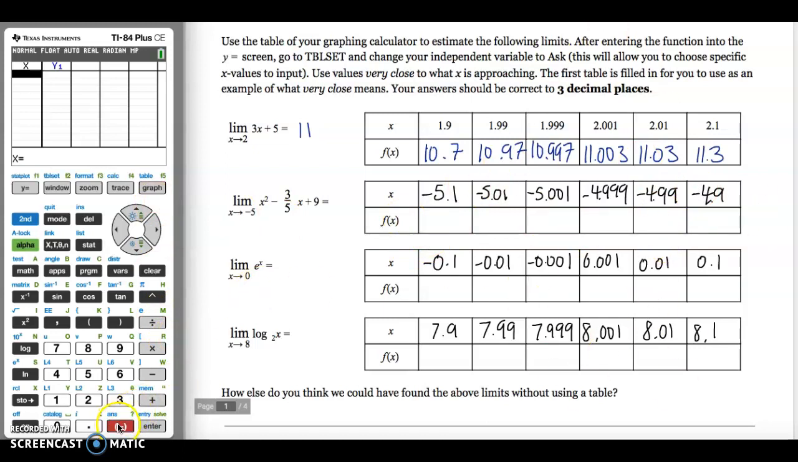So let's go ahead and we plug in negative 5.1, negative 5.01, negative 5.001. Already you should be able to get kind of an inkling of where you think the limit is going to be, but we check from both sides always.